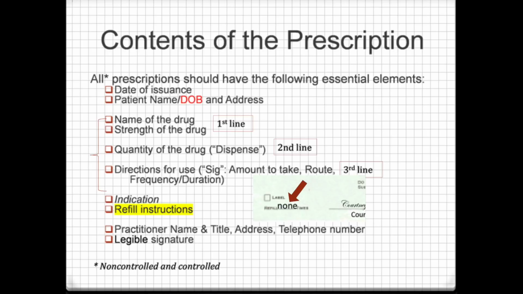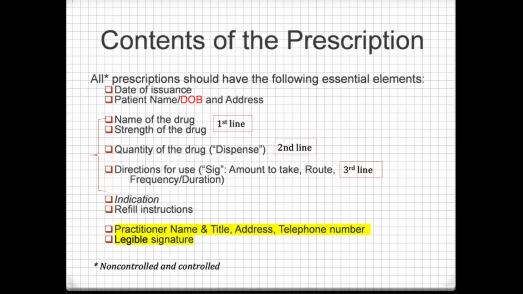You are advised to write none instead of 0 for no refills so that a patient cannot add a 1 in front of the 0 to make 10 refills or some other sort of manipulation. Restricting refills can ensure that a patient complies with follow-up appointments.